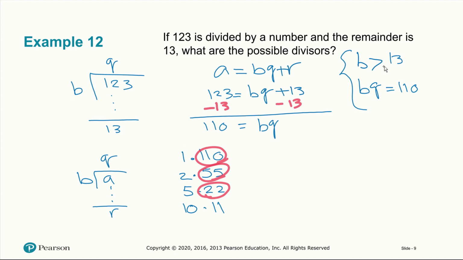So therefore, the three circled numbers in red would be the ones that we're looking for. Those are the only possible divisors because those are the only ones that are greater than 13. So this restriction of B being greater than 13 played a big role in us finding the proper answers for this question. All right, that's a nice problem in getting us to understand the division algorithm. Make sure that you understand it before we proceed.